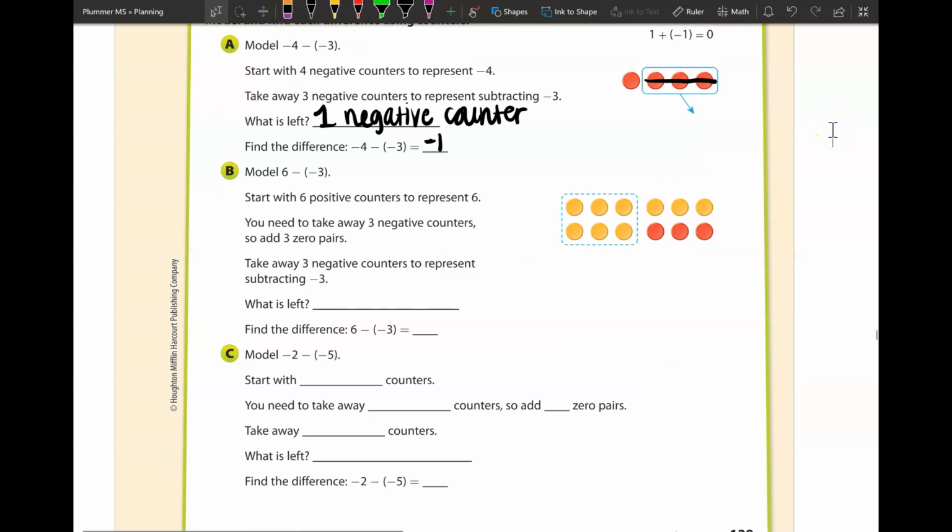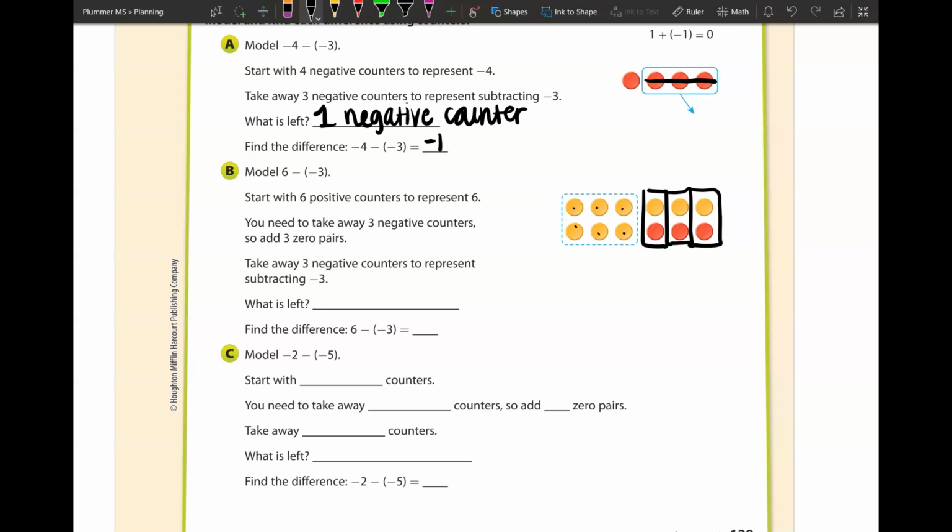It says model 6 minus -3. Start with 6 positive counters to represent 6. So that's why I have 1, 2, 3, 4, 5, 6. You need to take away 3 negative counters, so add 3 zero pairs. So this is a 0 pair, this is a 0 pair, and then this is a 0 pair.